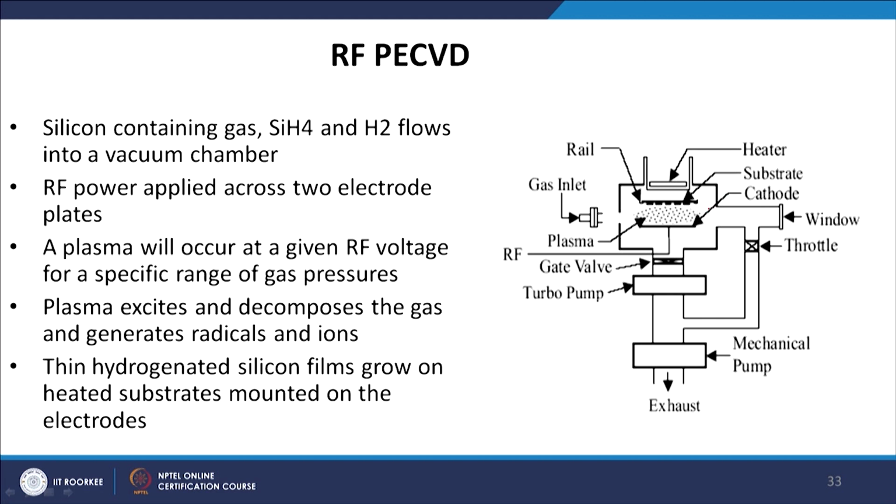So, there is a cathode and there is an anode, and we apply the radio frequency power between these two electrodes. A plasma will occur at a given RF voltage for a specific range of gas pressure. Plasma excites and decomposes the gas and generates radicals and ions. Thin hydrogenated silicon films grow on a heated substrate mounted on the electrodes.